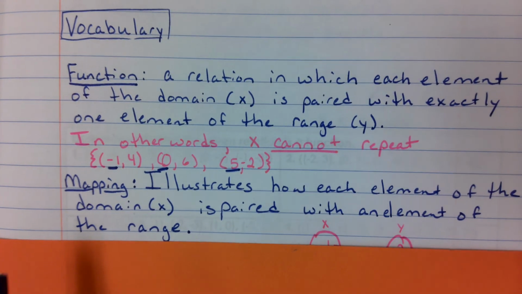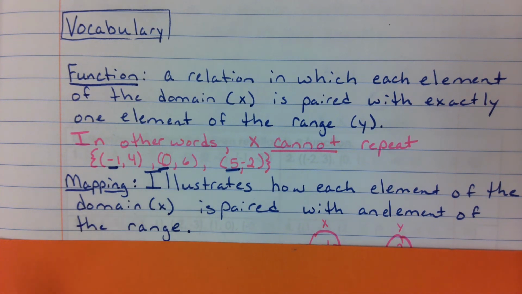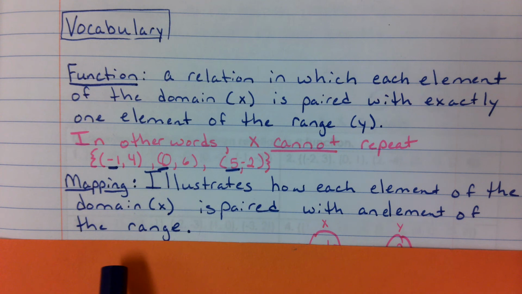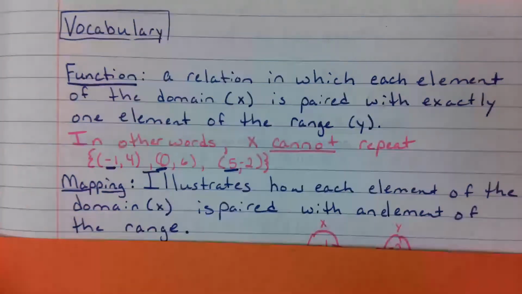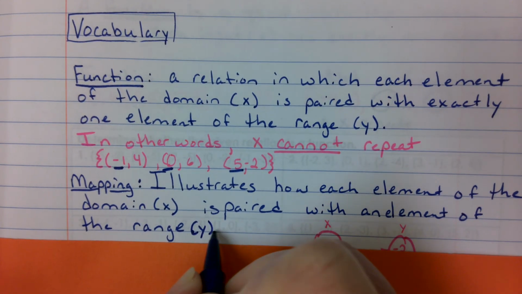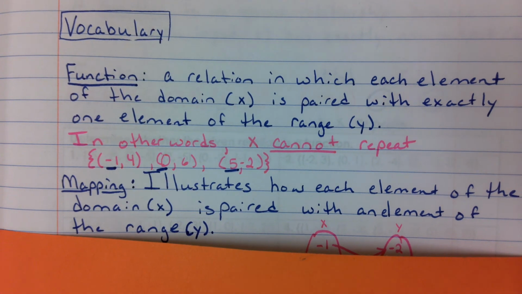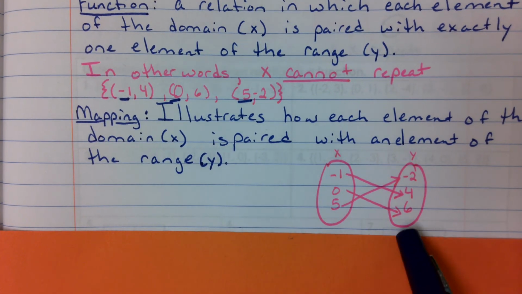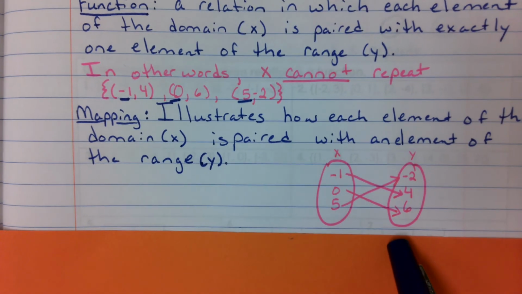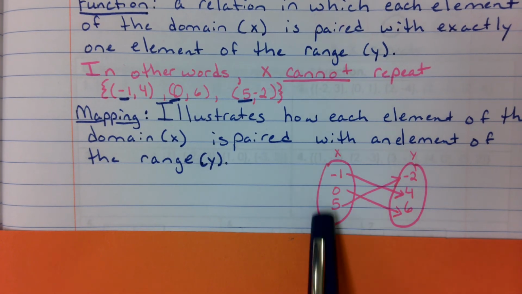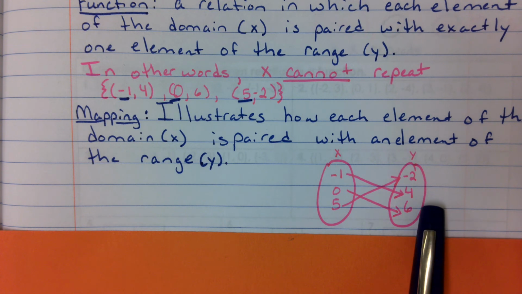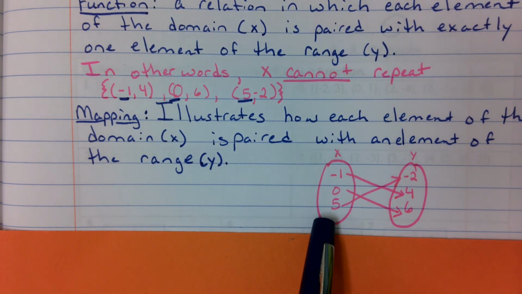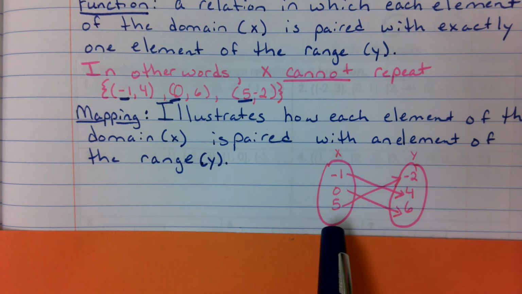Now I've got mapping. Mapping is a way to illustrate how each element of your domain, or those x values, is paired with an element of your range, or your y values. All right. So here is my example. This is what mapping looks like. So when you see this, this is mapping. I have my x values here and my y values here. They're in order from smallest value to largest. That is normally how you're going to see them.